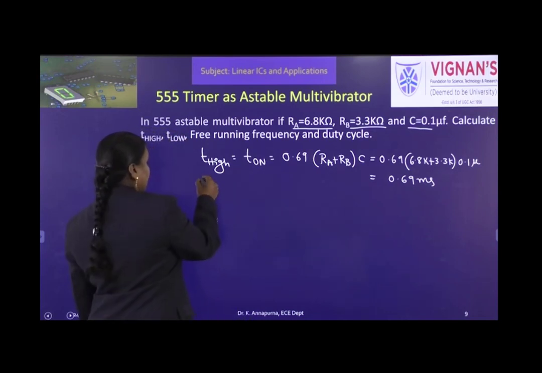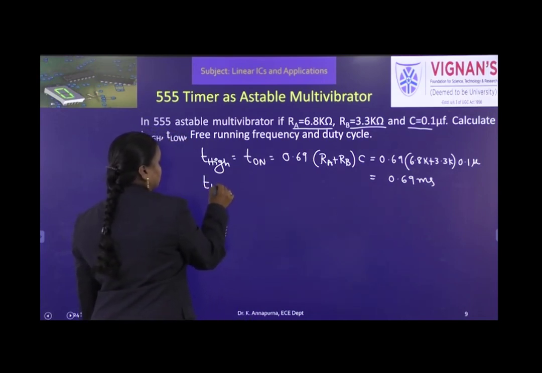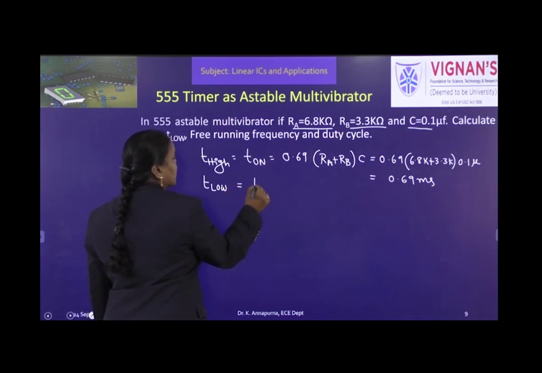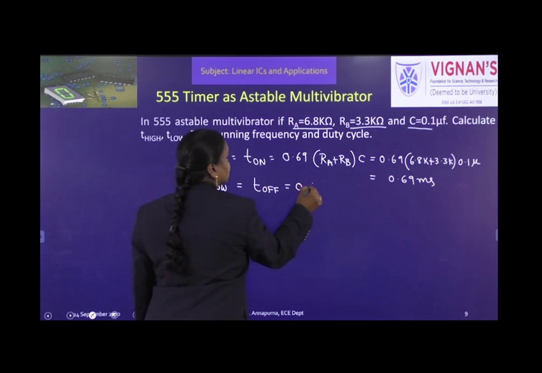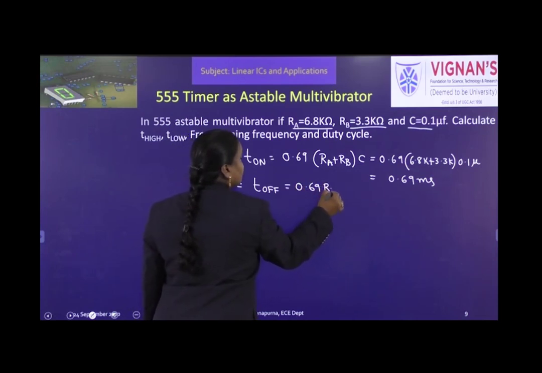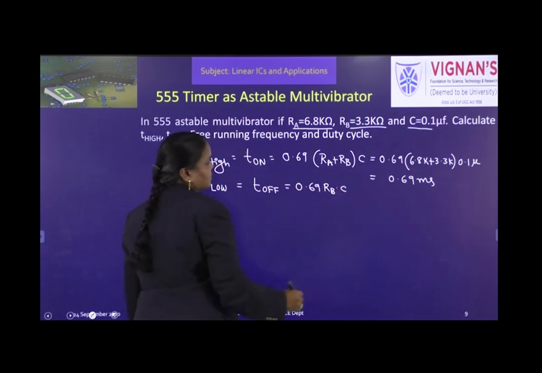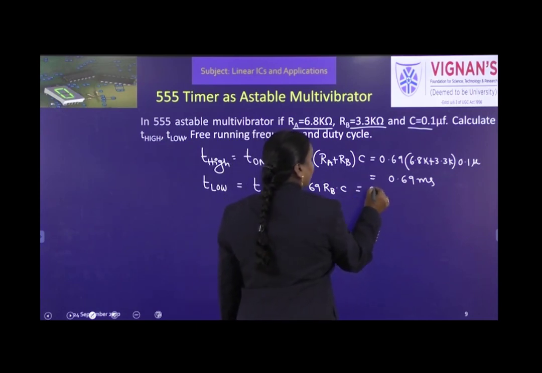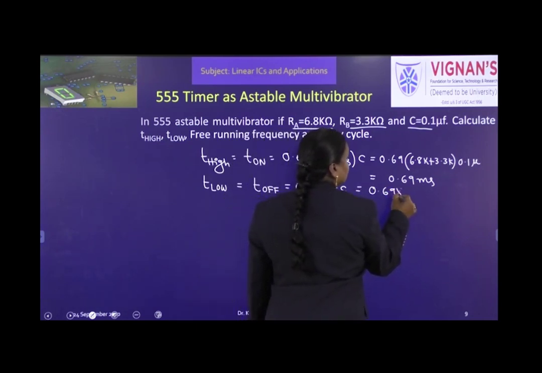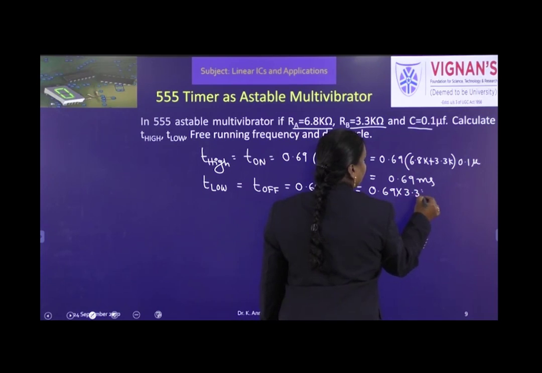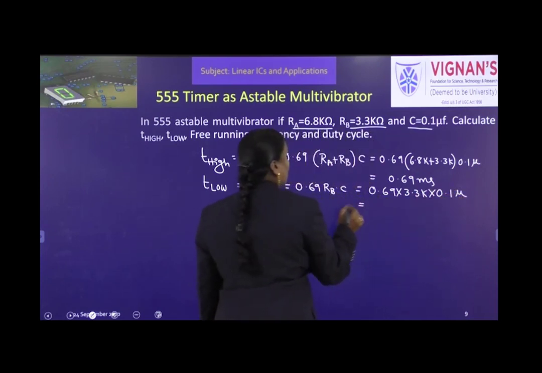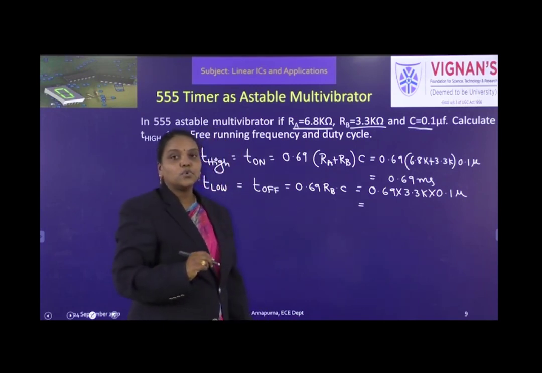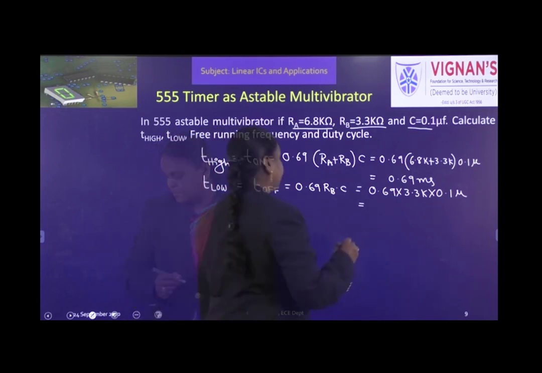Now let us see T low, meaning T off. It is equal to 0.69 into RB into C. So 0.69 into what is RB? 3.3K into C, which is 0.1 micro. So the answer is 0.227 milliseconds.